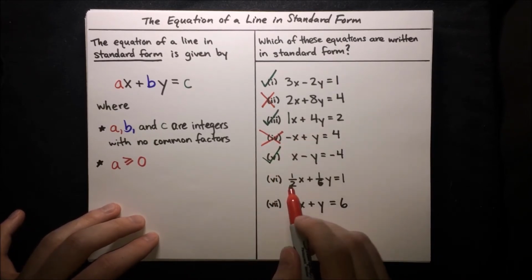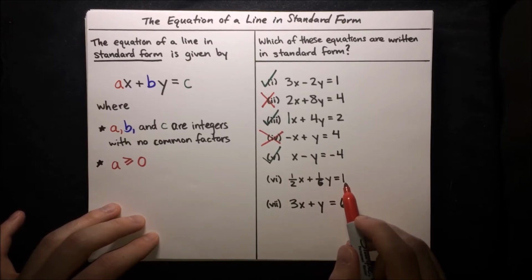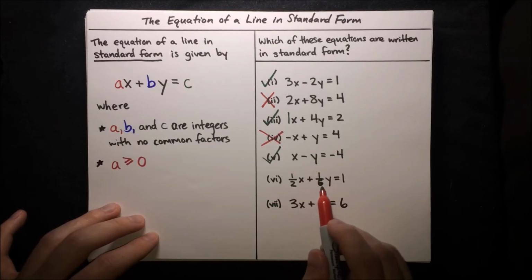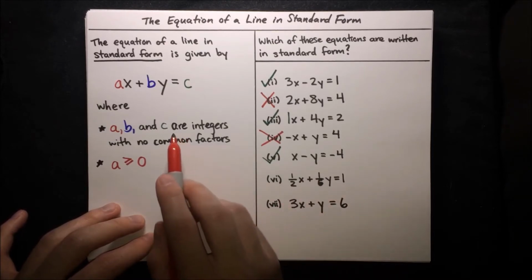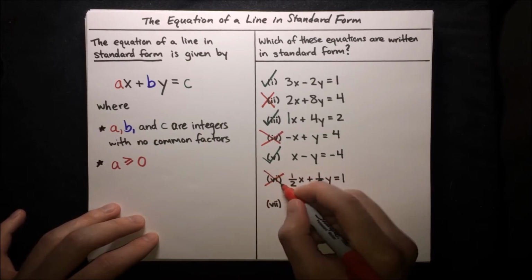Now how about the next one? Half x plus a sixth y equals 1. Well, right off the bat, we can tell that these are fractions here. These aren't integers, a half and a sixth. And there's the criterion that a, b, and c have to be integers. So no, this can't be standard form.